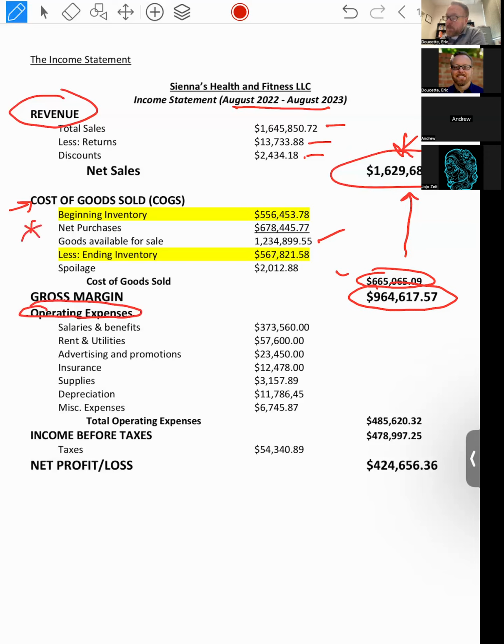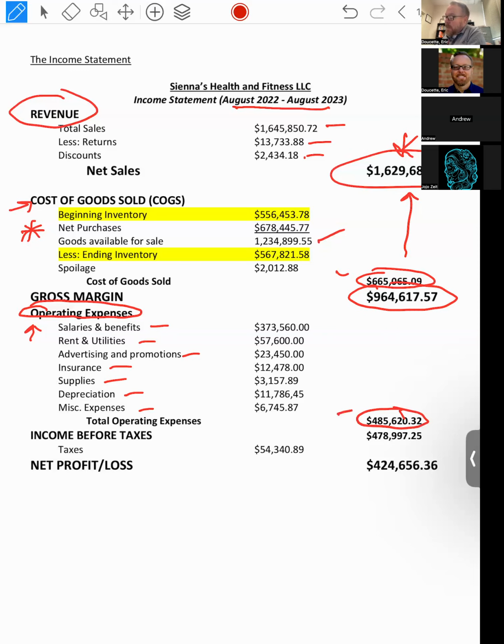These are what you called your variable costs, what it costs to make the products. This is what it costs to do your fixed costs. So like salary, rent, advertising, insurance, supplies, depreciation, miscellaneous expenses, all the expenses that are common to a business, those are also all added up. And I have a total of those total operating expenses of 485,000.